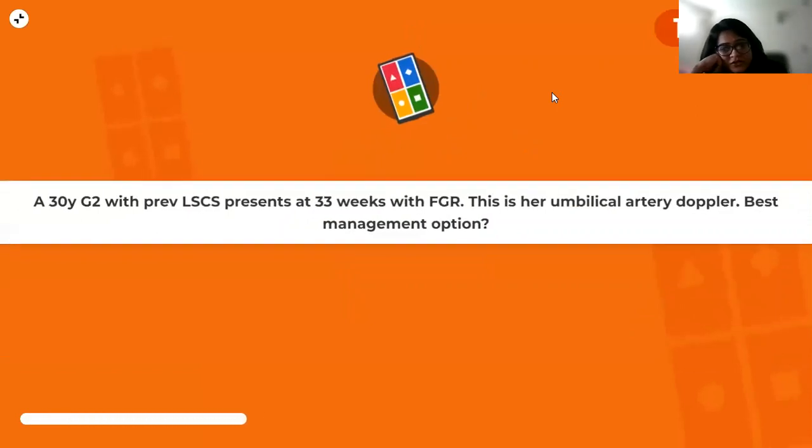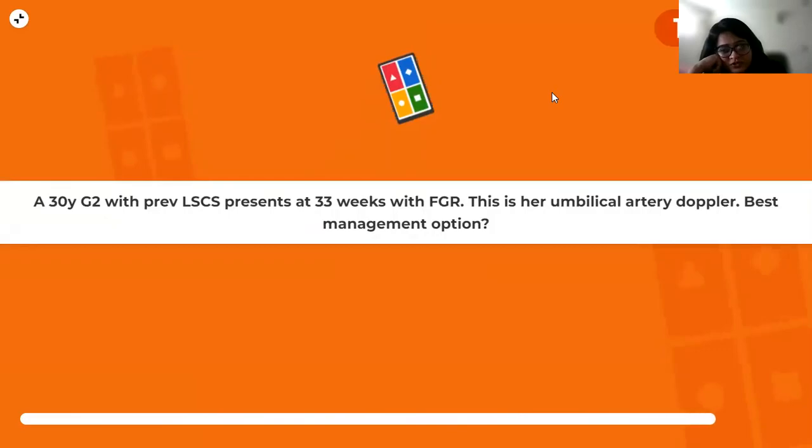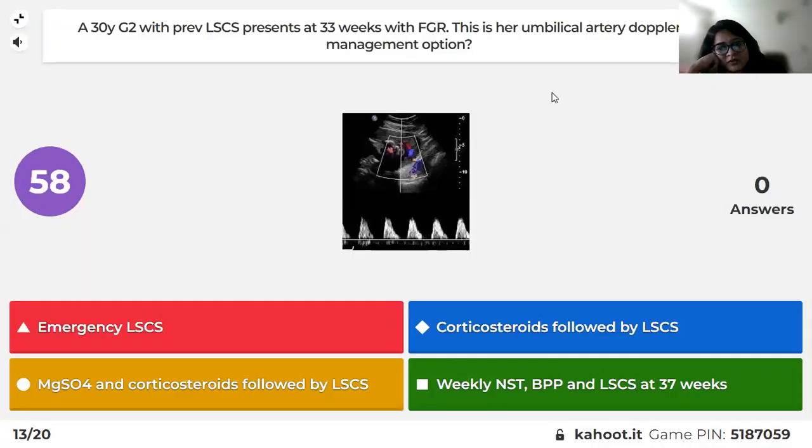Okay, 30-year-old G2 with previous LSCS presents at 33 weeks with fetal growth restriction. This is her umbilical artery Doppler. What is the next best management option? Previous LSCS, 33 weeks with FGR, and this is the Doppler.